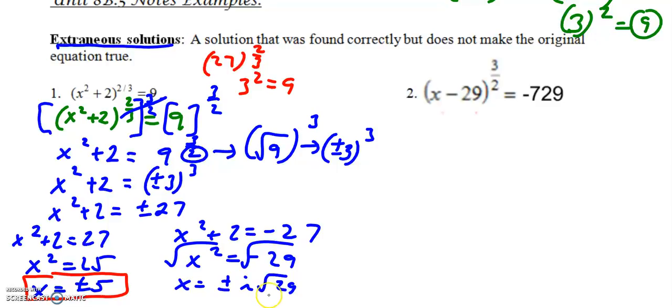If you would like to check the imaginary answer, you definitely can. You could take i root 29, plug it in here for x, square it, plus 2 to the 2/3, and see if we get 9.